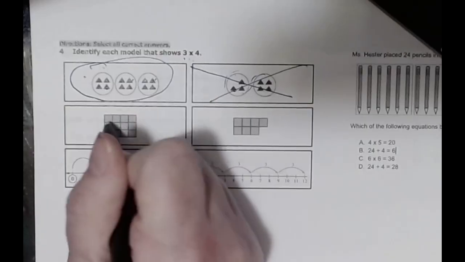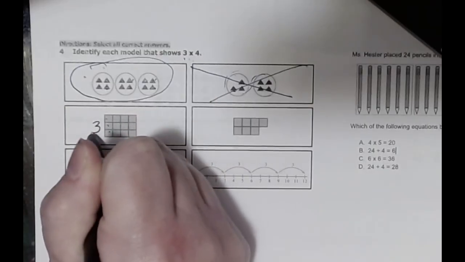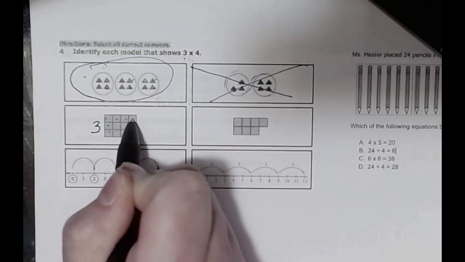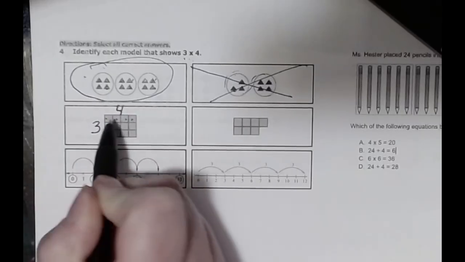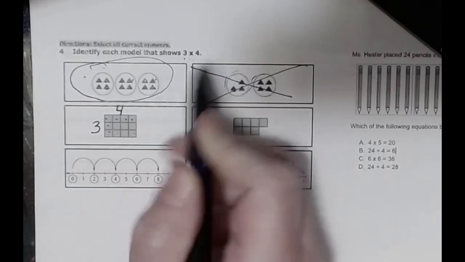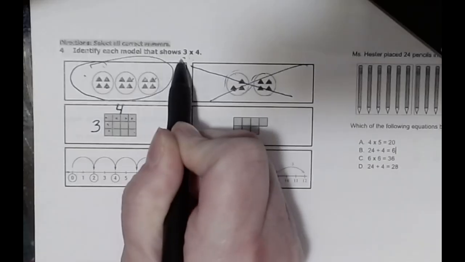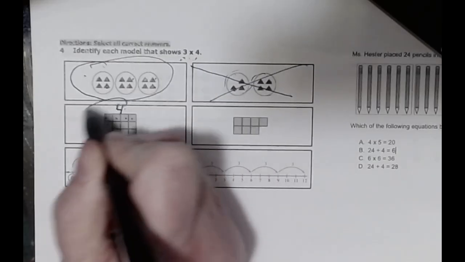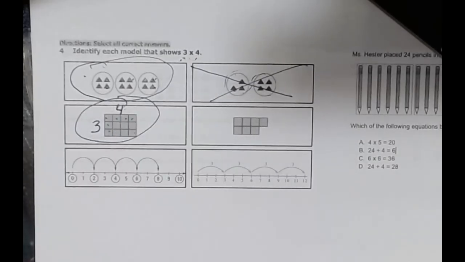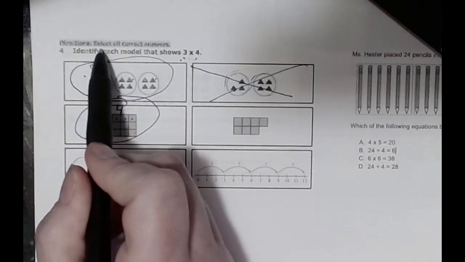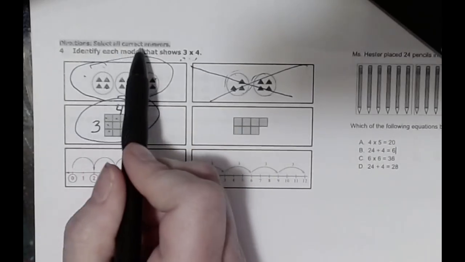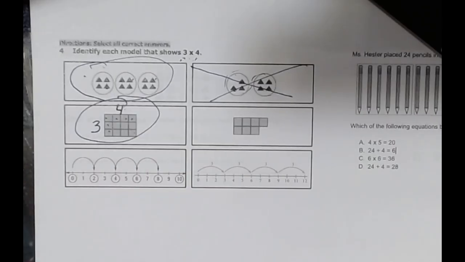On this array, we have 1, 2, 3 going down, and we have 1, 2, 3, 4 going across. It is completely filled in. So yes, it gives me my 3, and it gives me my 4. So this, yes, can be an option. It is an answer, okay? Your direction says to select all the correct answers. So if your student does not choose all of the correct ones, they will have it wrong, okay?